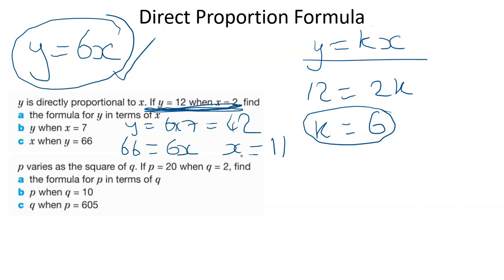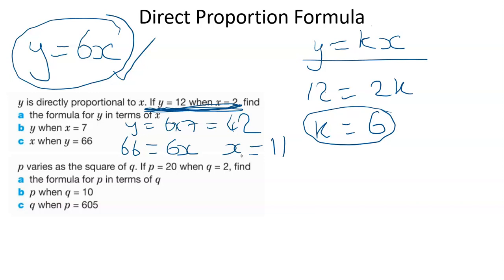Now just watch out, because they can use different language. Directly proportional, yeah, does what it says on the tin. P varies as the, and it varies with this other amount. This is another way of saying it's directly proportional. If it says it varies directly, or it just varies, or it varies proportionally, it means it varies directly proportionally. And you can do the same method. There is an extra word to watch out for called inverse, but that's another video. We'll do those separately. So P varies as the square of Q.